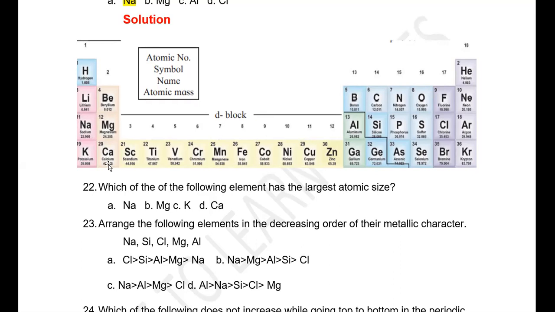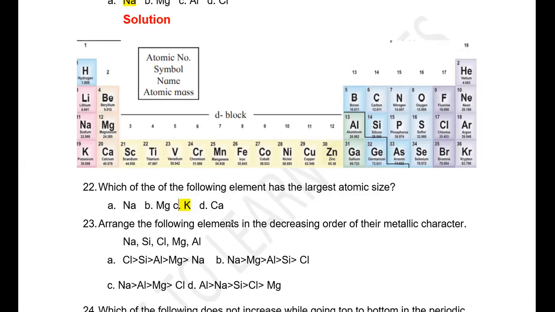Okay. Now, they have 4 shells. The outermost shell of potassium contains 1 electron. Calcium contains 2 electrons. As the number of electrons increases, nuclear pull will increase and the atom will shrink. So here, potassium will have the largest atomic size. So the answer is option C, potassium.